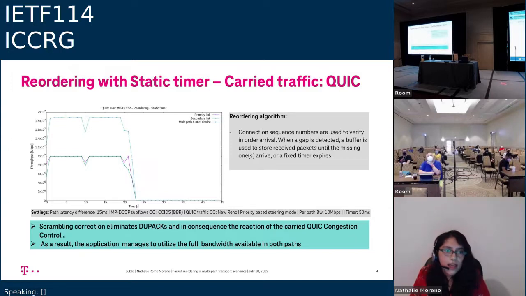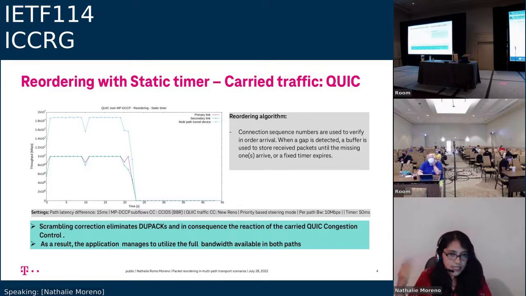So now that we demonstrated that there is an impact when no reordering is in place, and that this impact is also correlated with the characteristics of the carried traffic, we proceed to evaluate some solutions to correct this out of order delivery. The first one is a reordering algorithm based on connection sequence number with a static timer. What we do here is basically read the sequence number to verify the in-order arrival. If a gap is detected, there is a buffer which stores the received packets until the missing one arrives or until our fixed timer expires.